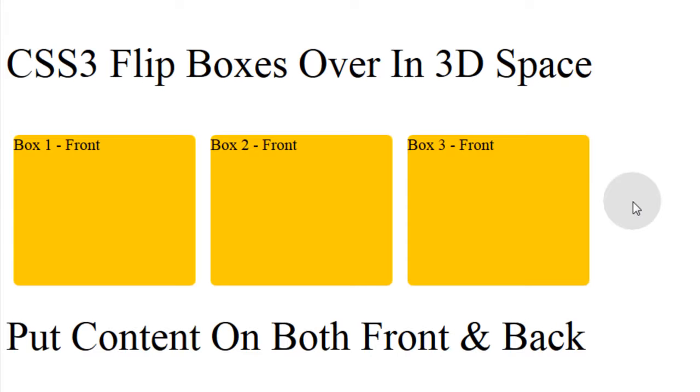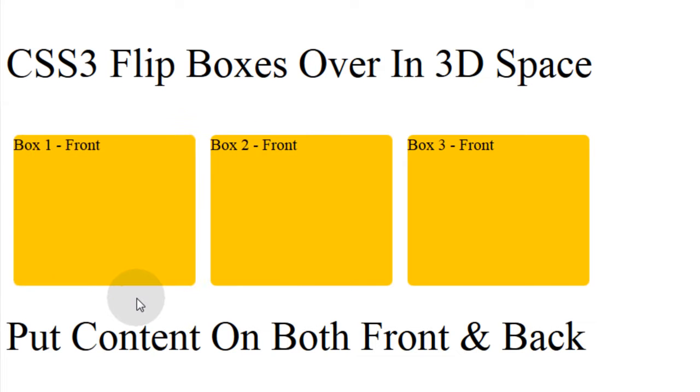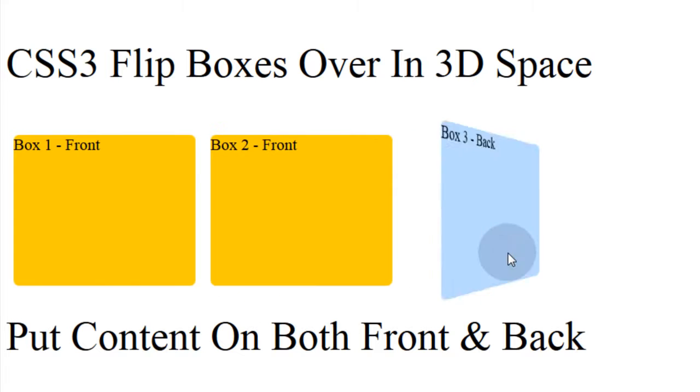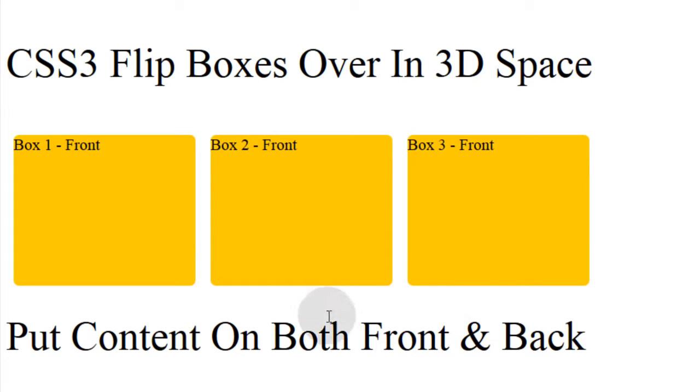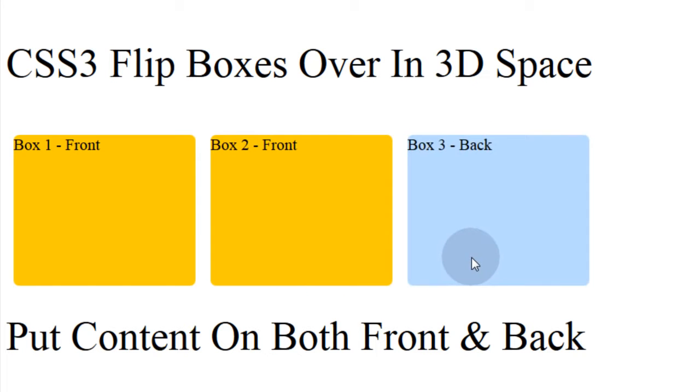I have 3 boxes here. When I put my mouse over them, they flip. And keep in mind that the animation would look a whole lot smoother on your machine because the frame rate of my recorded video is going to make the animation appear a little bit choppy. But trust me, it's smooth as butter. And you can put content on the front and the back of these elements, which is really cool.